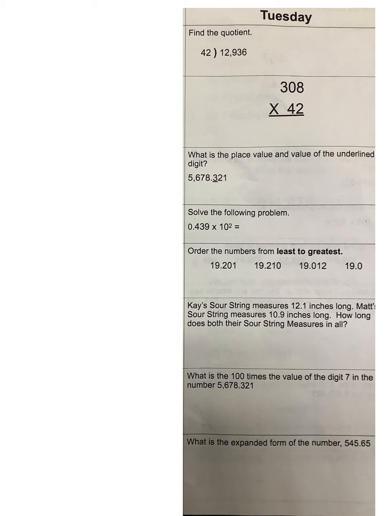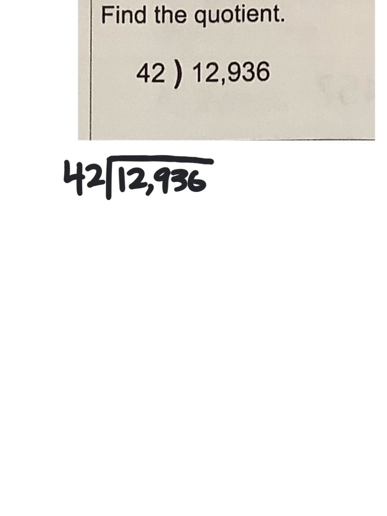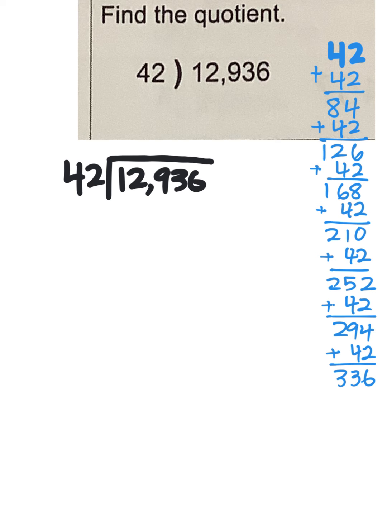We're going to start with find the quotient. Before I find my quotient for 12,936 divided by 42, I'm going to start by listing my multiples of 42. So we've gone ahead and listed our multiples of 42. I can even go here. If we're looking at this, we can easily see our multiples and we can come to divide easily here.